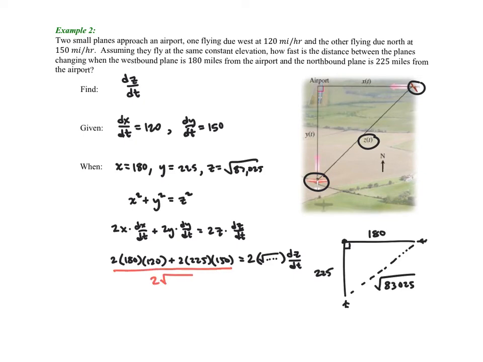When you do this and you take everything over here and you divide it by 2 times the square root of 83,025, that gives us dz/dt. And dz/dt comes out to equal negative 192 miles per hour. Okay, so that is the change in the distance between the two planes at the time when x equals 180, y equals 225.